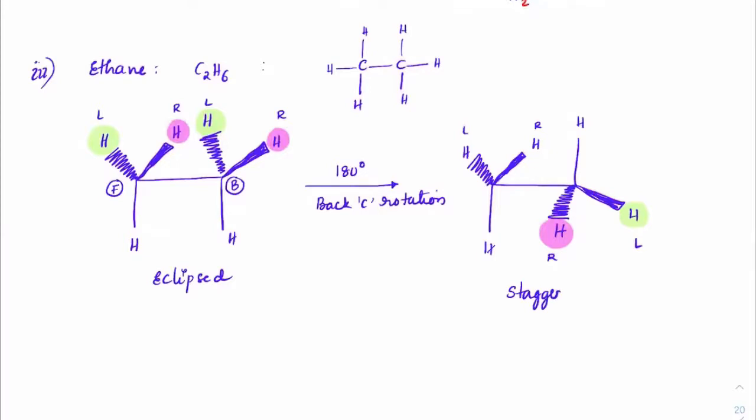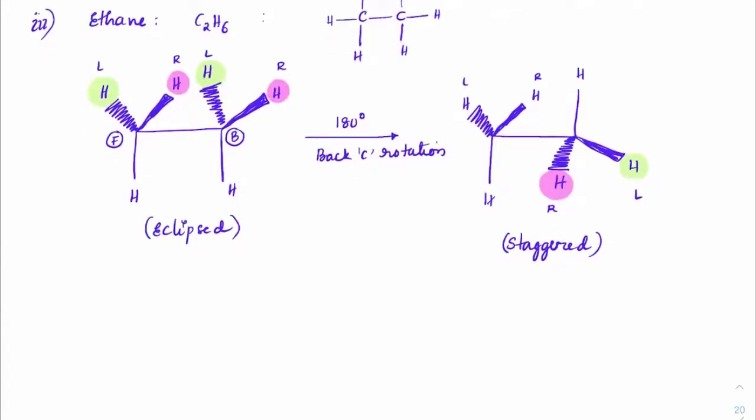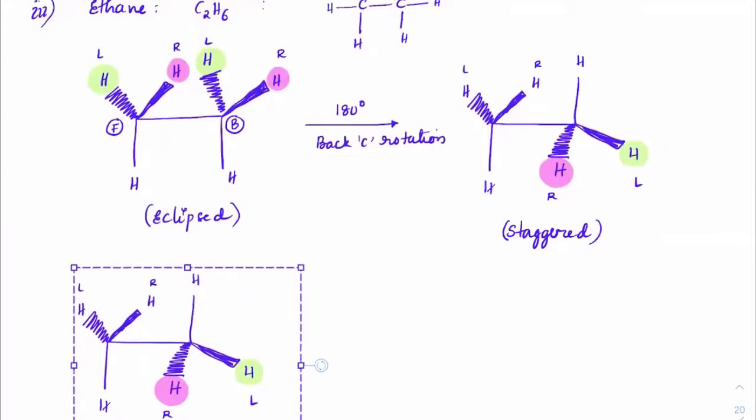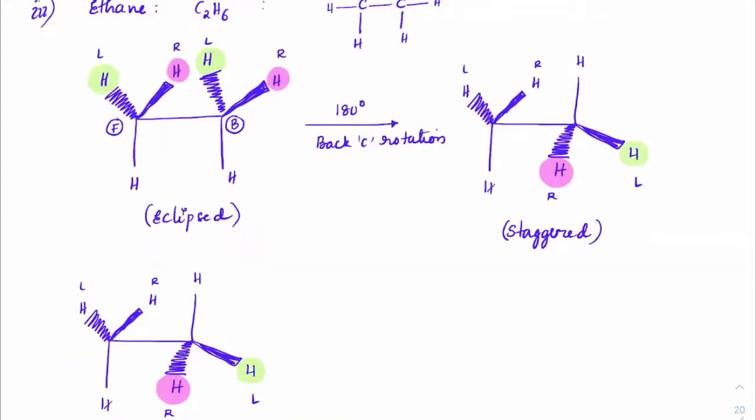This is called staggered representation. So this is an eclipsed form, that is a staggered form of ethane. Now, imagine if I start with staggered and rotate 180 degrees with the back carbon.